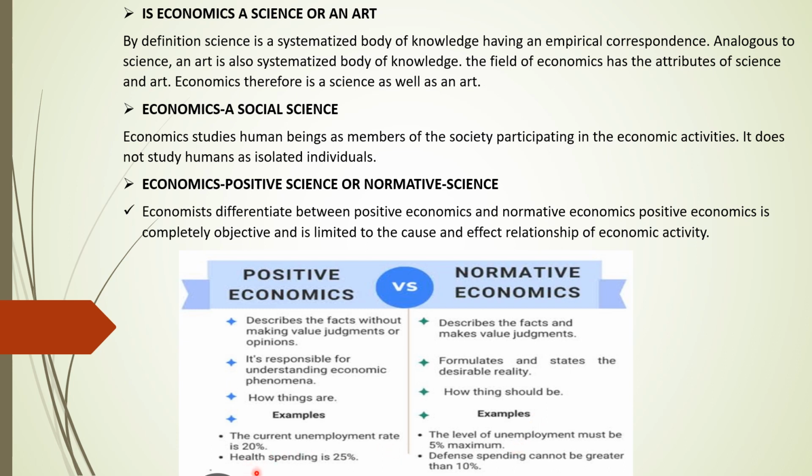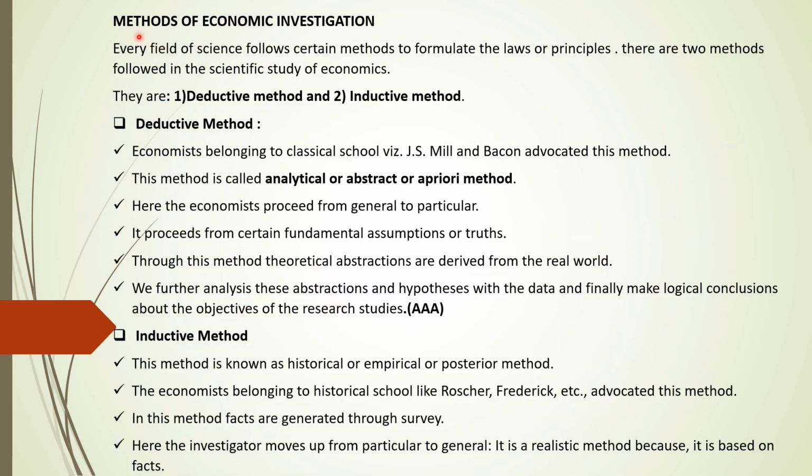Second example is that health spending is at 25%. And in the normative economics, defense spending cannot be greater than 10%. Okay, so these are about the difference between positive economics and normative economics. Okay, so now let us know the method of economic investigation.